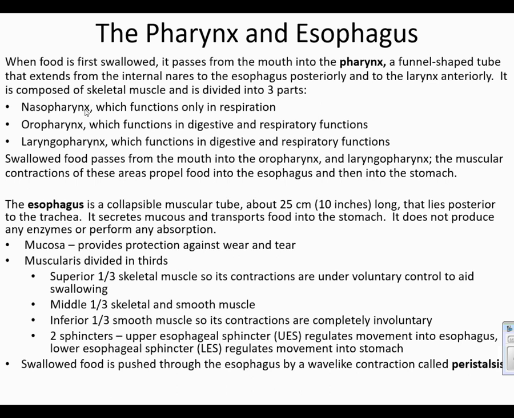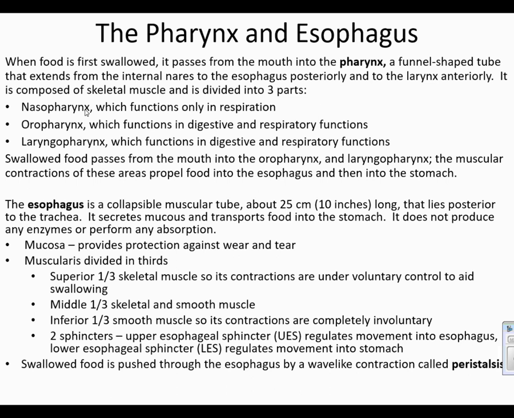The superior third is made up of skeletal muscle. We know skeletal muscle is under what type of control? Voluntary, right? And that's important because that's going to be a way that we can voluntarily control our swallowing. The middle third is made up of both skeletal and smooth, and then the inferior third is completely smooth, which we know is completely involuntarily controlled.